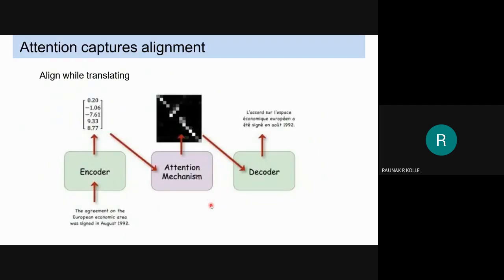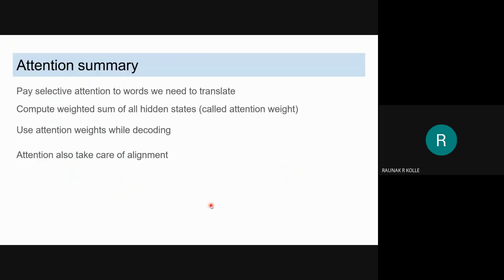Attention captures the alignment. That is, it aligns the respective words in a particular language with the words in the translated language. Selective attention is paid to words when we need to translate. A weighted sum is computed for all the hidden states. Attention uses weights while decoding. Attention also takes care of the alignment. These are some important points regarding attention.